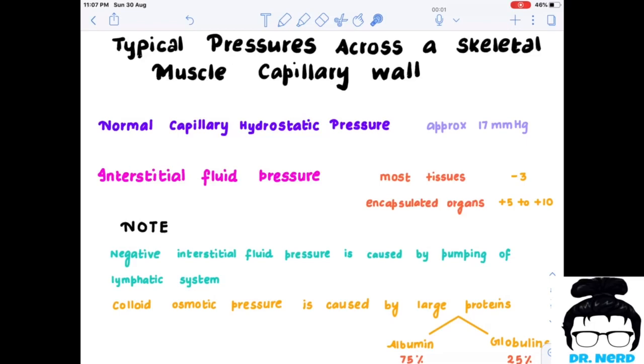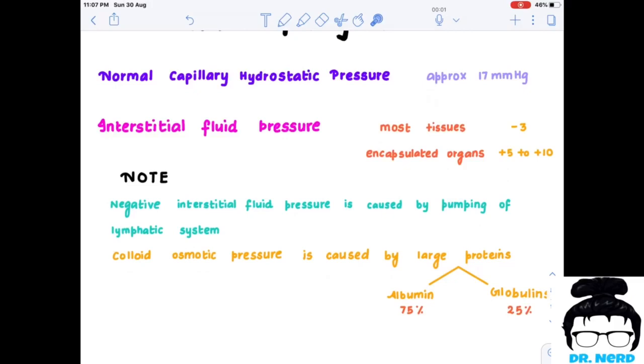Now the last topic for the day is typical pressures across a skeletal muscle capillary wall. The normal capillary hydrostatic pressure is approximately 17 millimeters of mercury. Again, remember that the interstitial fluid pressure can have a positive or negative value. Most tissues have a negative value, negative 3, and encapsulated organs can have a positive value, which can range between plus 5 to plus 10. Lastly, this negative interstitial fluid pressure is caused by pumping of the lymphatic system.